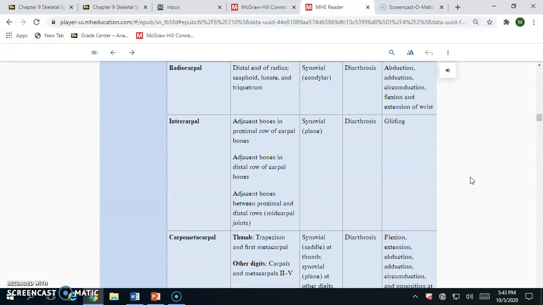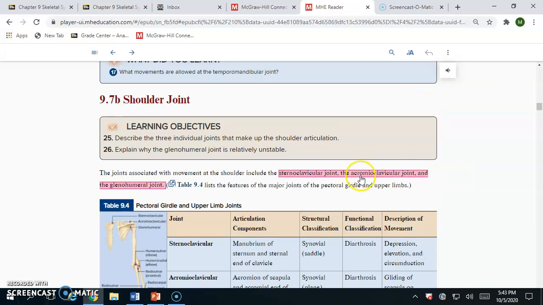So that's one part of the shoulder joint. The other one is the acromioclavicular joint. Again, you break the words down. Acromial, remember, is the acromion process of the scapula, and clavicular refers to the clavicle. So that's the area where the acromial process of the scapula connects with the acromial end of the clavicle.